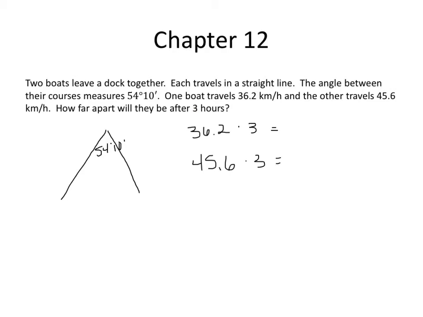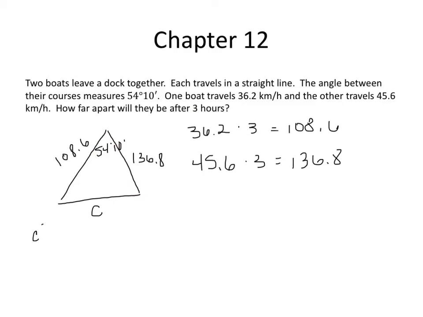This one is 108.6 and 136.8. So these are the sides of your triangle. And we're looking for this distance we'll call C. Now from here we have side, angle, side. We can use law of cosines to find side C.